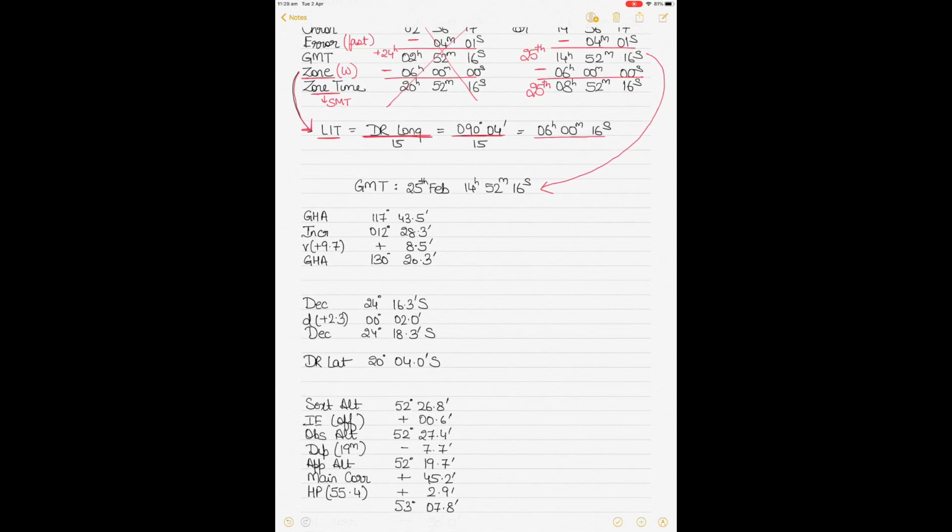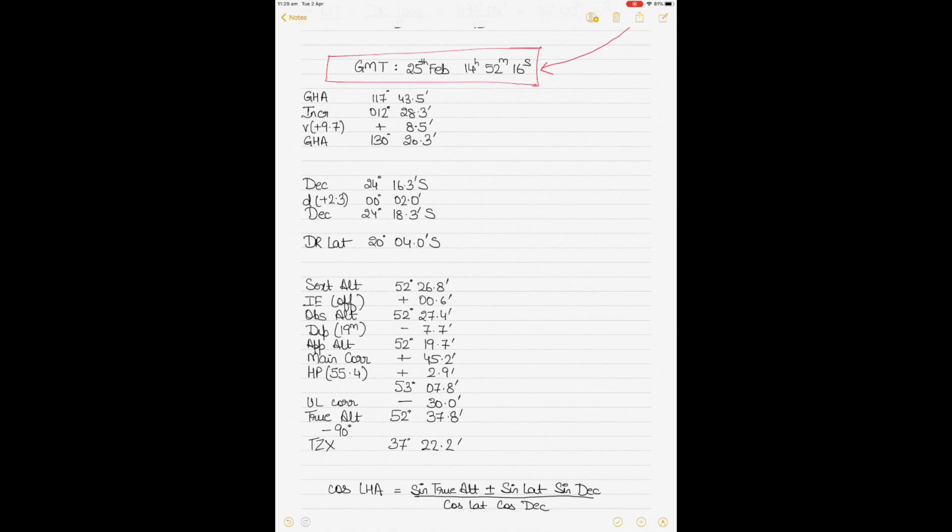Don't make a mistake and start working with the zone time. Some students do that. Make sure you only work with the GMT time, because that's the time that is used in the nautical almanac to provide us with the GHA and the other corrections. So I'll have to find the GHA for 25th of February from the nautical almanac of 1992. So I will find it first for 14 hours when I go into 25th of February. Then I'll find out the increment, which is always added, for 52 minutes and 16 seconds. And then I will find out the V correction. I'll show you where all these values are from.